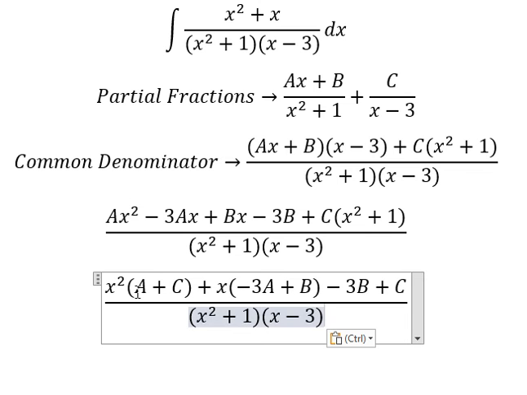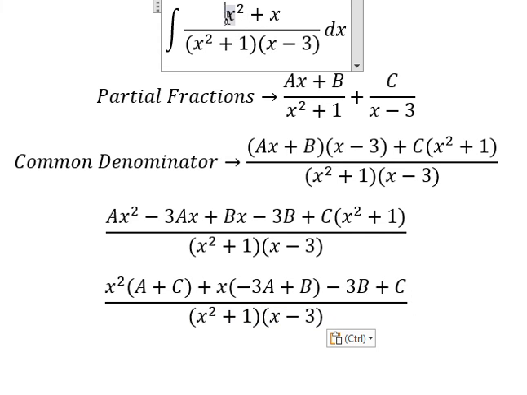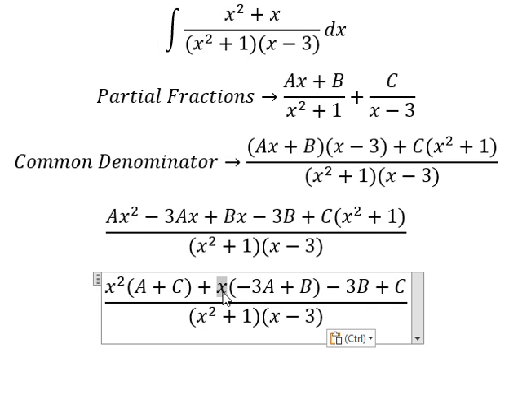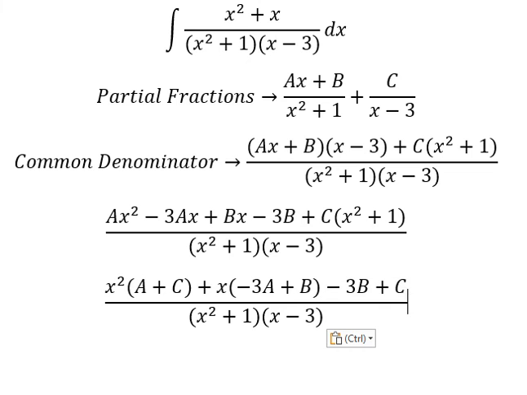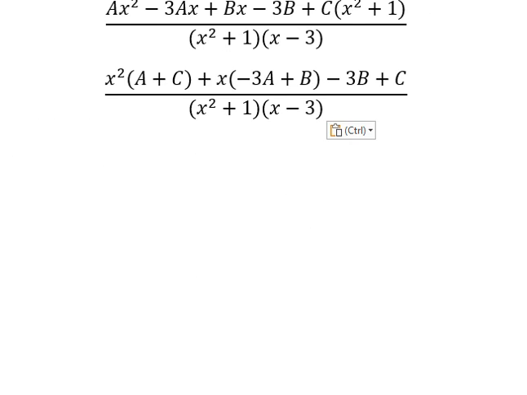Now we need to compare coefficients. We have s squared, this is about number 1. So a plus c equals number 1. About s, this one equals number 1. We don't have the number in here, so this one equals number 0. And now we create the system of equations.